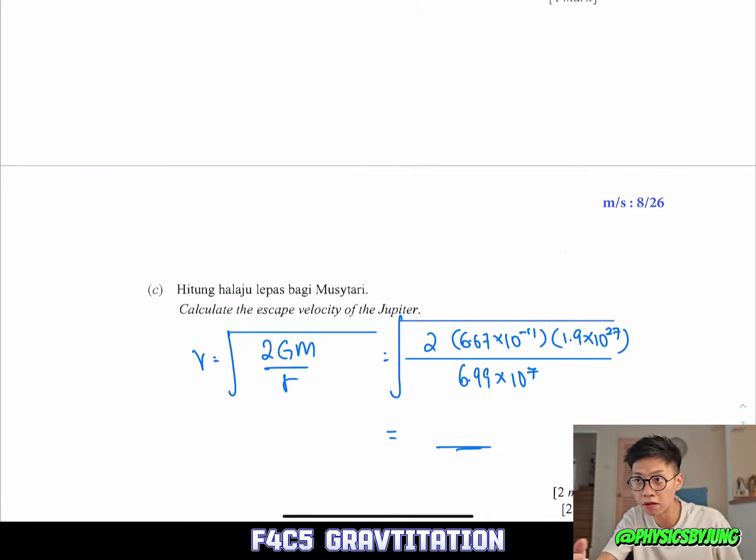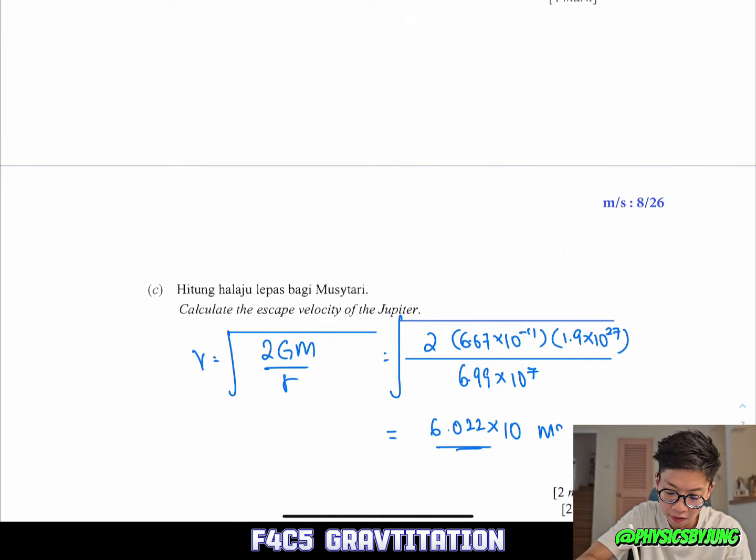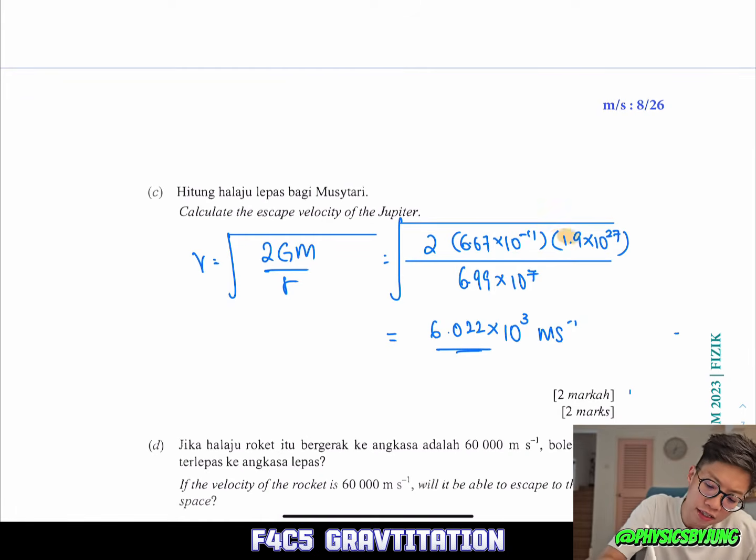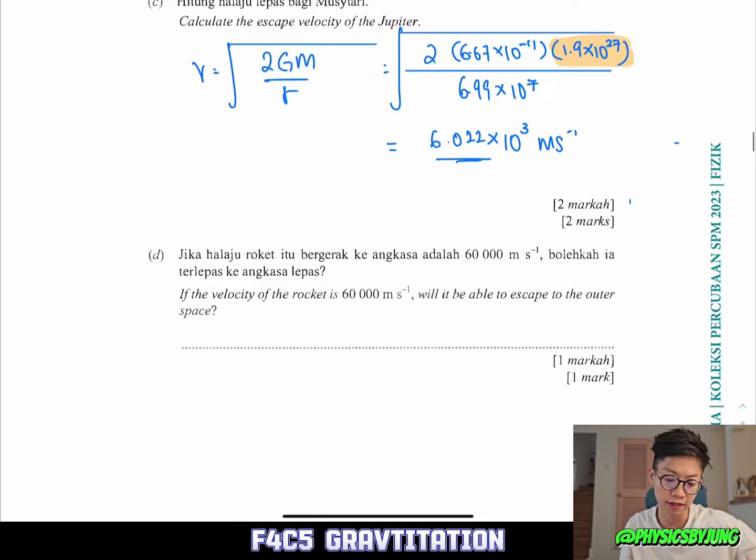Then if you calculate this properly, you should get something like 6.022 times 10 to the power of 4 meter per second. Oh no, sorry. It's 6.2 times 10 to the power of 3 meter per second. Calculated wrongly already, but no problem. So the only trick here is the mass of Jupiter. Do not add the mass together. Or you can also write 6022 meter per second.